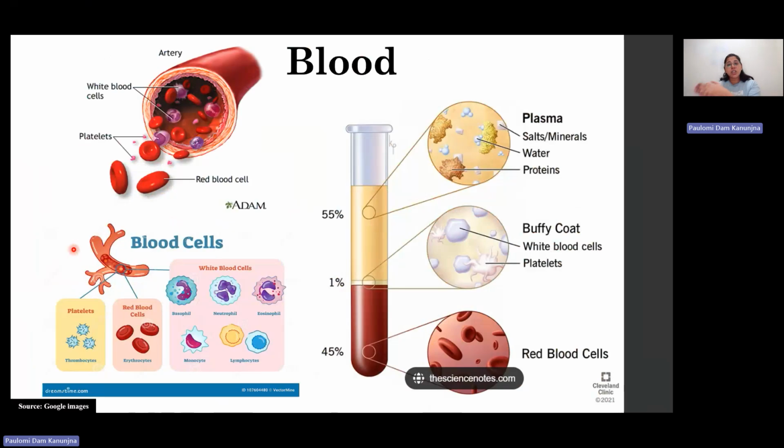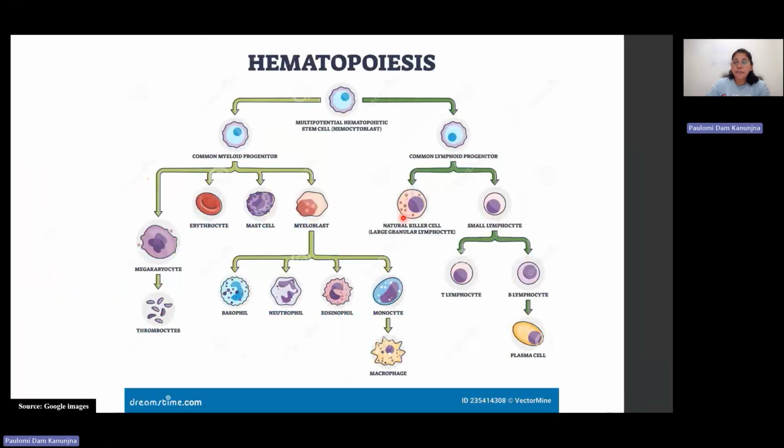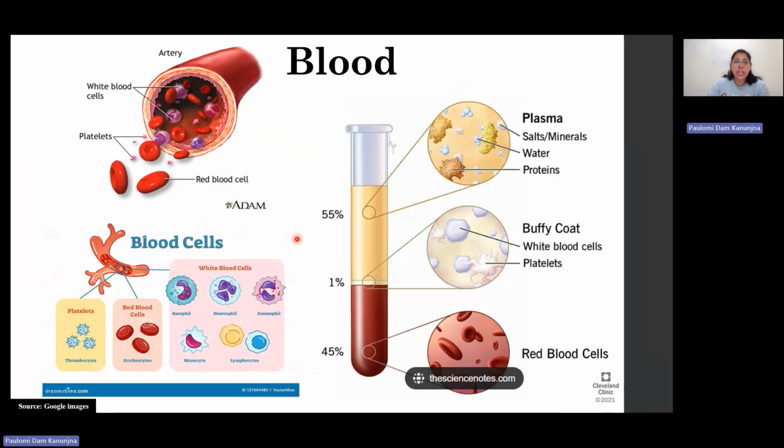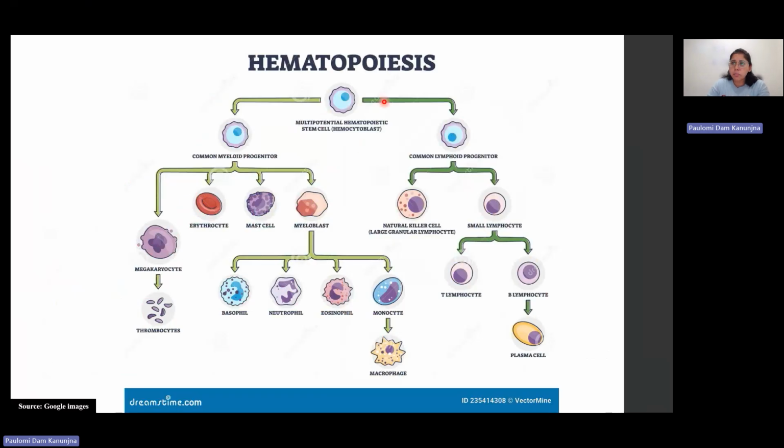Okay, the next topic is about blood. We spoke about everything about blood. We didn't discuss the blood itself. We spoke about the vessels, but not the blood. So the blood carries three parts: plasma, buffy coat, and the red blood cells, which make up the major component. And in the buffy coat, you have the white blood cells and the platelets. And in the plasma, you have the salt and the water and the proteins. Okay. And the formation of blood cells, all these different cells, is called hematopoiesis. And you can see that there is one major stem cell, the hematopoietic stem cell, which gives rise to these different kinds of blood cells.